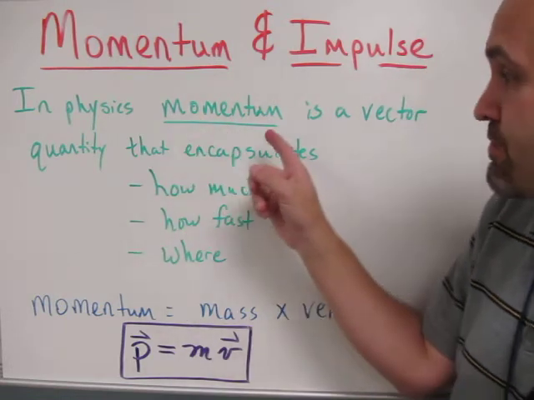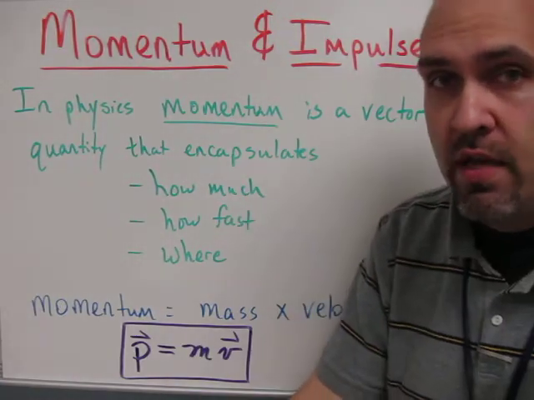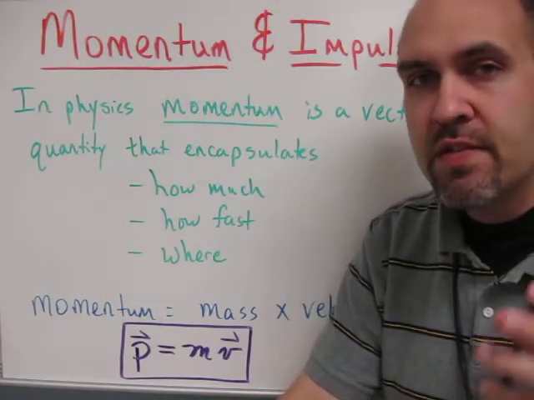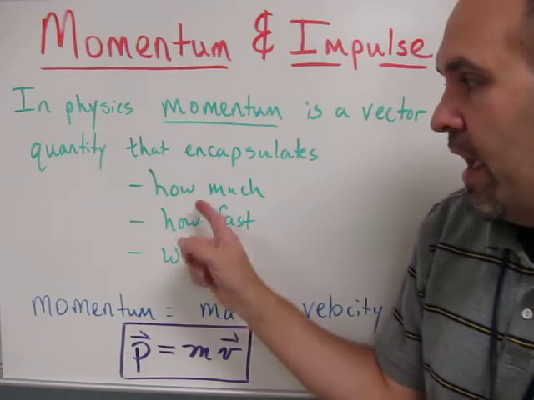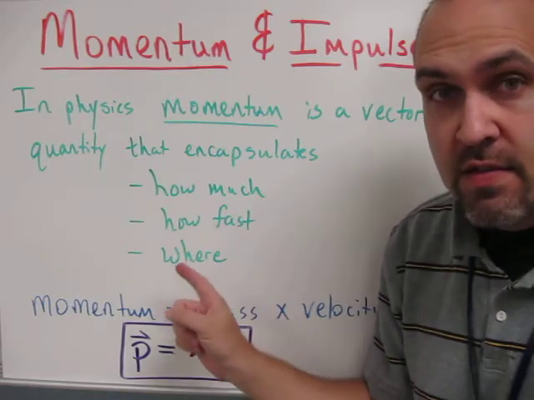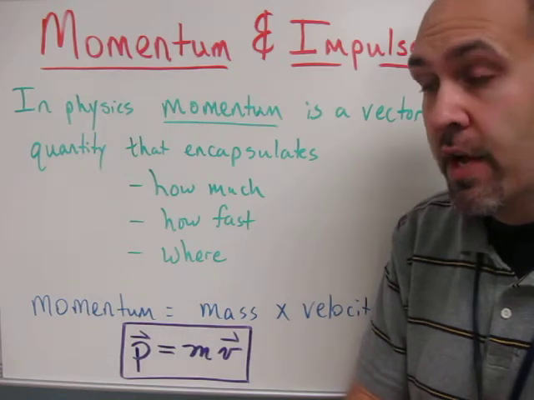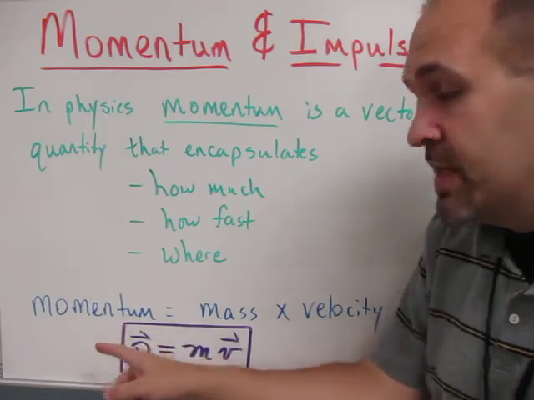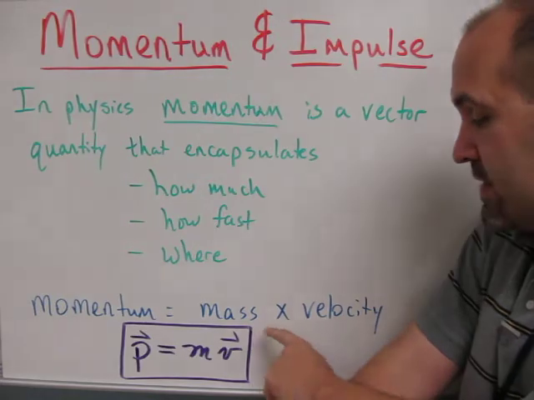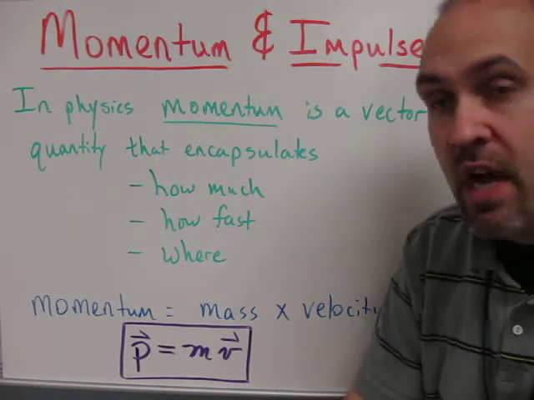But in physics, momentum is a vector quantity, and it encapsulates really three pieces of information about an object's motion: how much is moving, how fast it's moving, and where it's moving. So how much mass, what speed, and in what direction. So we define momentum as the product of mass and velocity. It's just m times v.